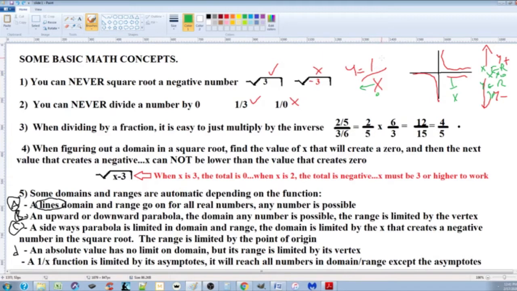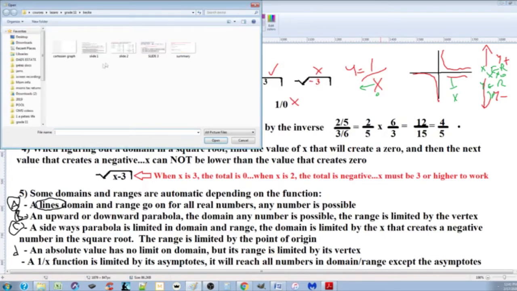There's some basic math concepts that you need to understand for functions. Let's go to the next section, slide 2.